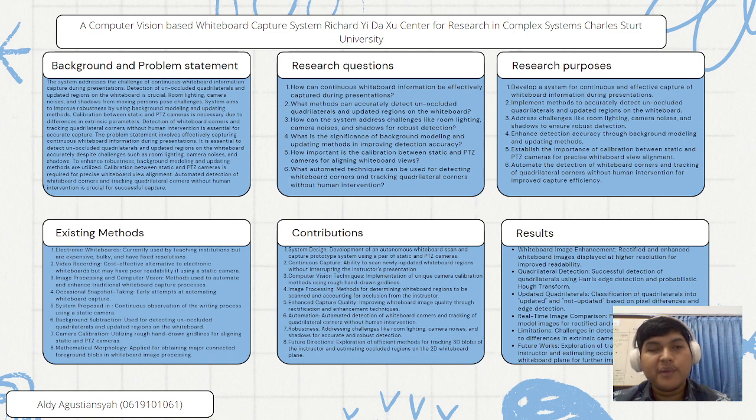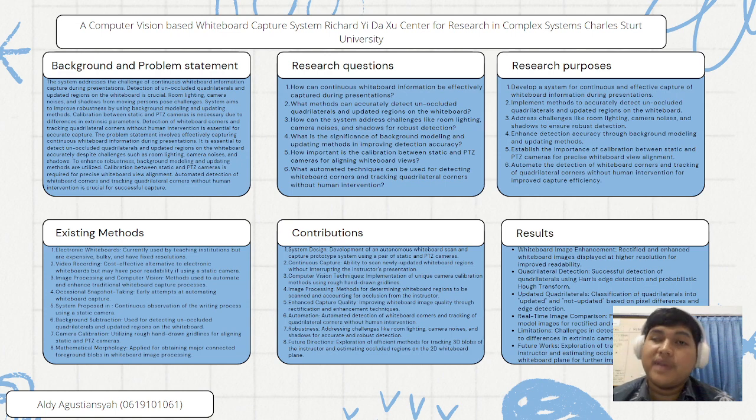So the next paper is a computer vision based whiteboard capture system by Richard Yi Da-Su, Center for Research in Complex Systems, Charles Sturt University. This one is going to be a long one, so bear with me.